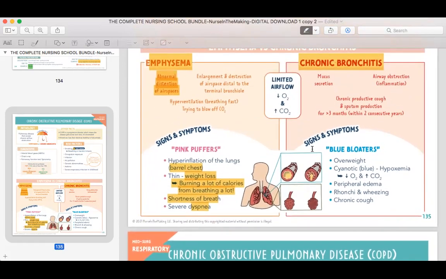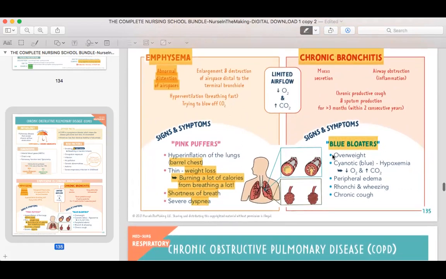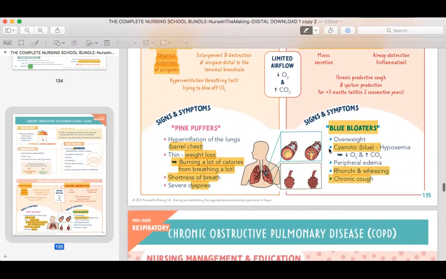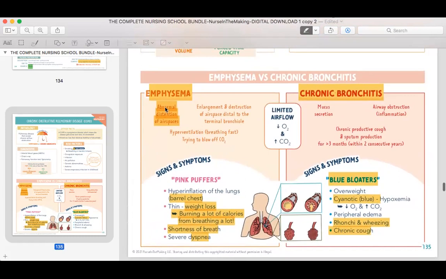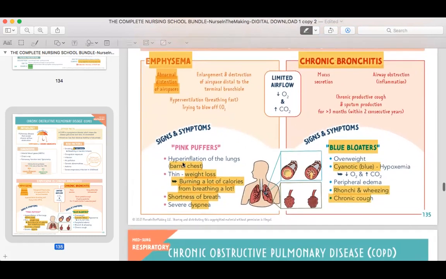Okay, so blue bloaters are here. You want to make sure you notice blue bloaters. You're going to be overweight, but very cyanotic. You're going to have rhonchi and wheezing and a chronic cough. If anything, please know it's a barrel chest. Emphysema, you know, barrel chest out of it.